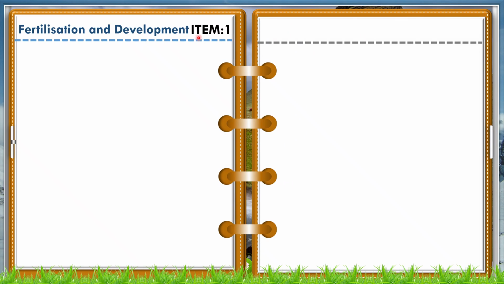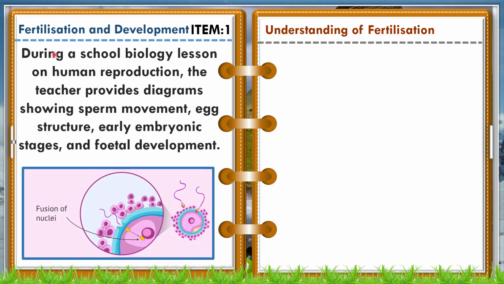Fertilization and development item 1. Let us try to understand fertilization. During a school biology lesson on human reproduction, the teacher provides diagrams showing sperm movement, egg structure, early embryonic stages, and fetal development. Tasks.